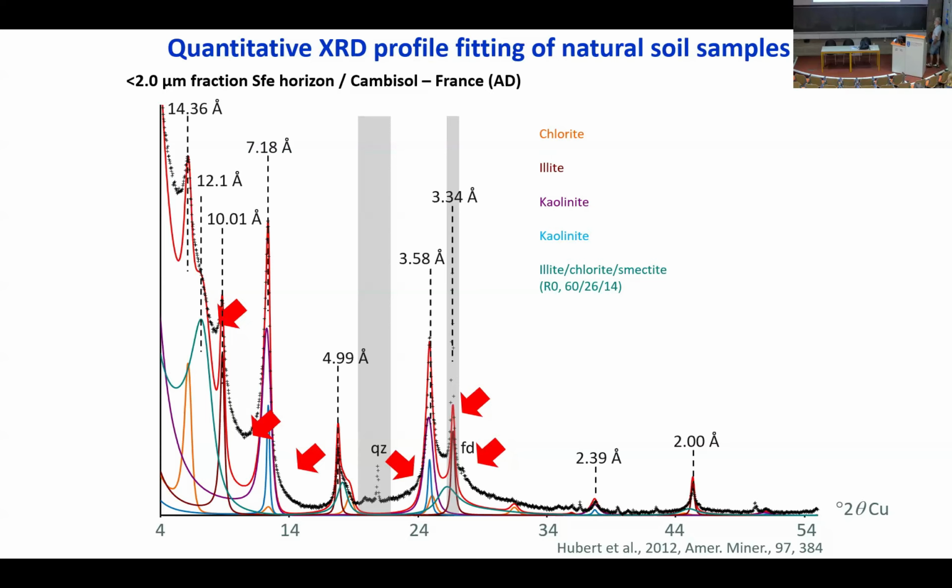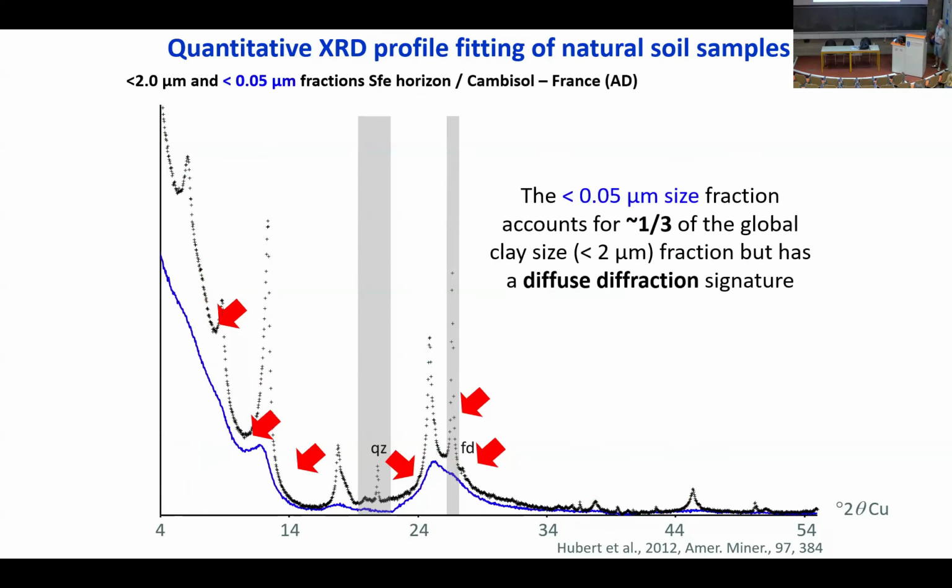And because this was a soil sample, he decided that maybe this is just a very fine grain size fraction that could have different diffraction properties. Rather than extracting the less than 2 micron fraction, he extracted an even finer size fraction, the less than 50 nanometer size fraction. And that provides the blue diffraction pattern here, which gives intensity essentially where we were missing intensity before.